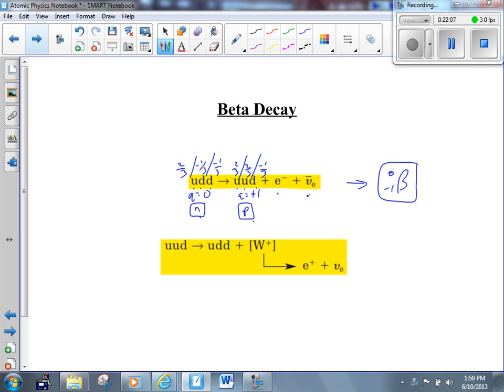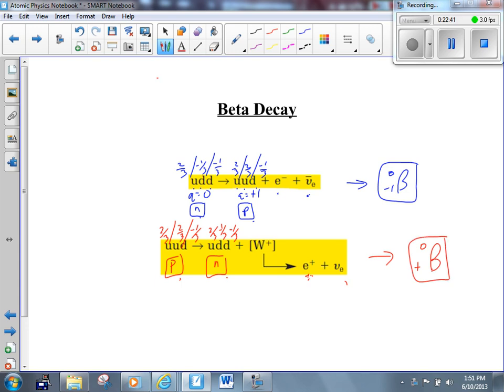Take a look at the bottom one here. 2/3, 2/3, negative 1/3. Well, that's a proton again. We got 2/3, negative 1/3, negative 1/3. That's going to give me 0, which is a neutron. A proton changes into a neutron, and what's this? Positron and a neutrino. That's going to be beta plus decay.